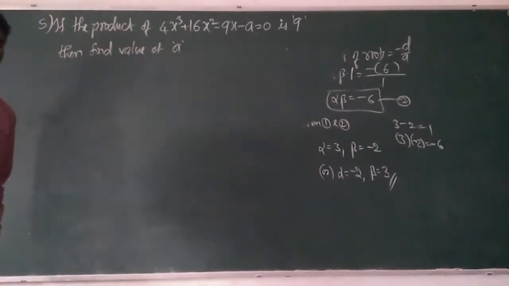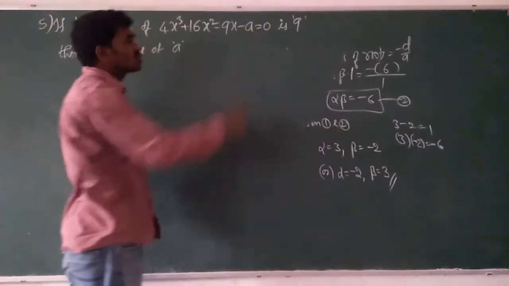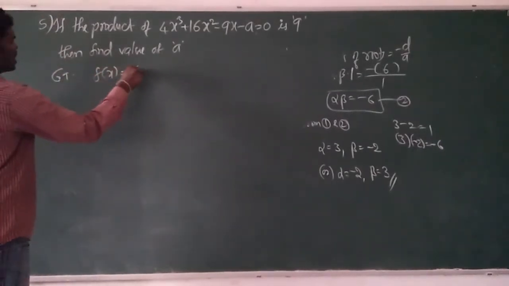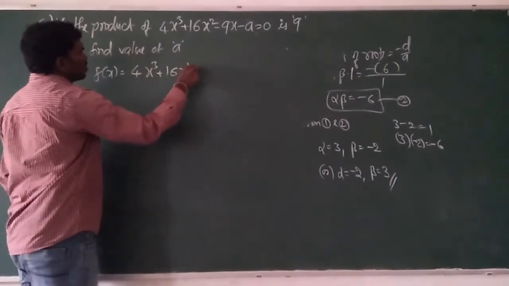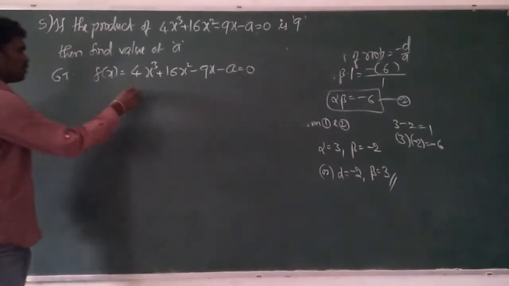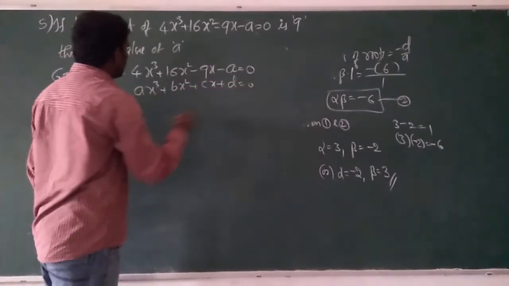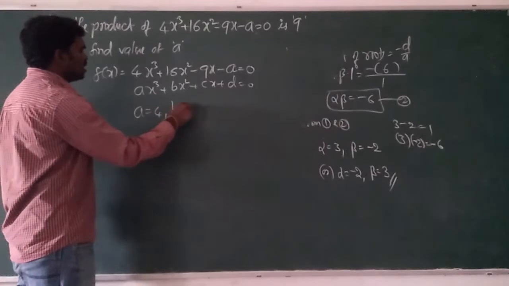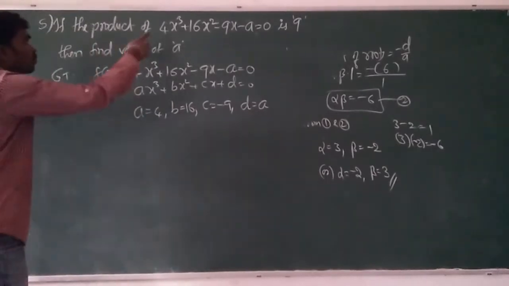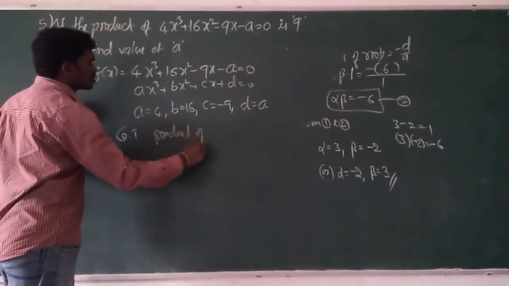Very important questions, a small question. 4x cube plus 16x square minus 9x minus a is equal to 0, and the product of the roots is 9. See, given that, let f of x be 4x cube plus 16x square minus 9x minus a is equal to 0. Compare with the general equation, ax cube plus bx square plus cx plus d equal to 0. What is a? A is 4. What is b? B is 16. What is c? Minus 9. What is d? A. What is the condition? The product of the roots is 9, given.